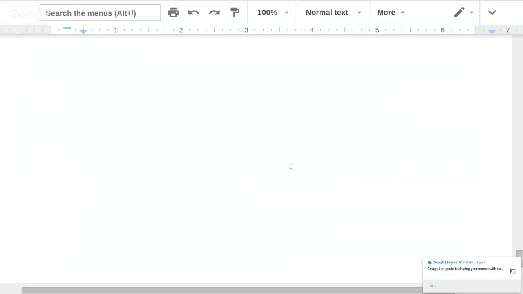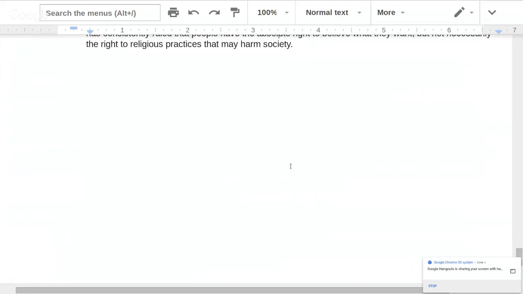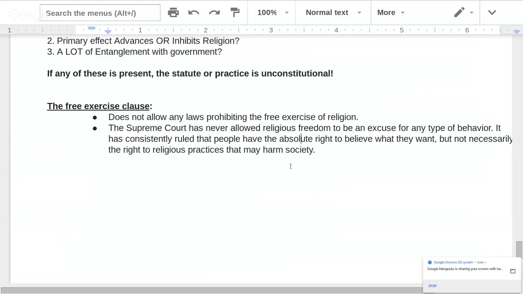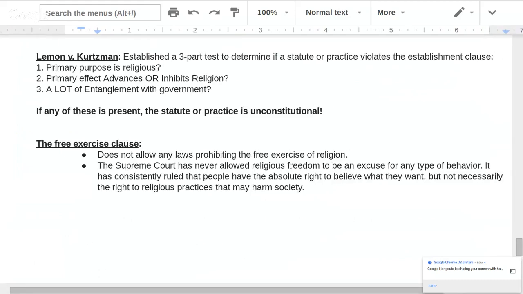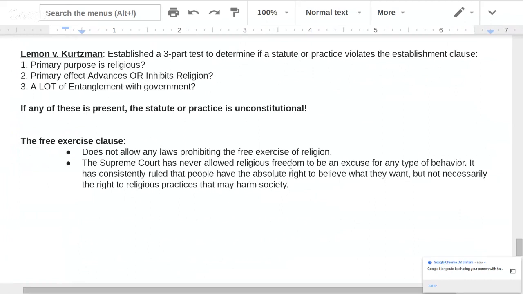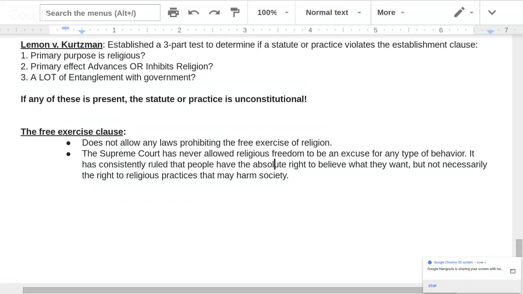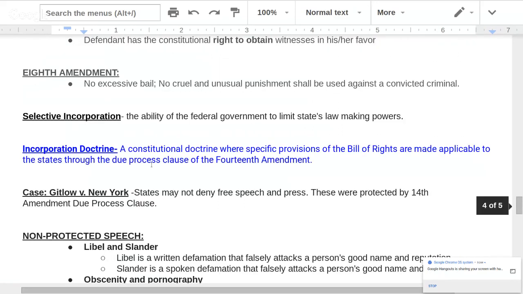For example, I thought I had a picture, but for example, I think the Amish people, no offense to the Amish people out here, if you're my viewers, but I believe that in their religion, I read this online, they are not allowed to pay taxes, but this does harm society because the government needs the taxes to pay for the roads and everything. So this is against the free exercise clause. That's how they established this. So yeah, that is civil liberties and civil rights, everything together.